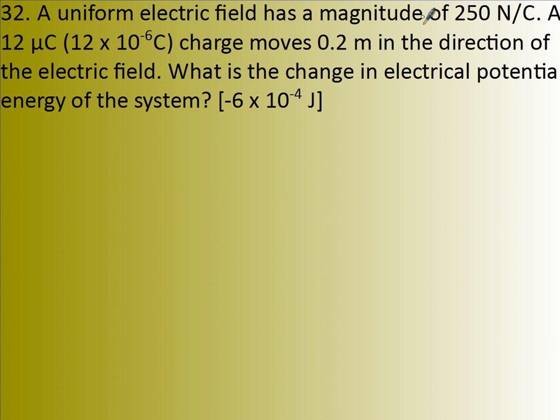A uniform electric field has a magnitude of 250 newtons per coulomb. A 12 microcoulomb charge moves 0.2 meters in the direction of the field. What's the change in electric potential energy? All right, let's write out your givens.